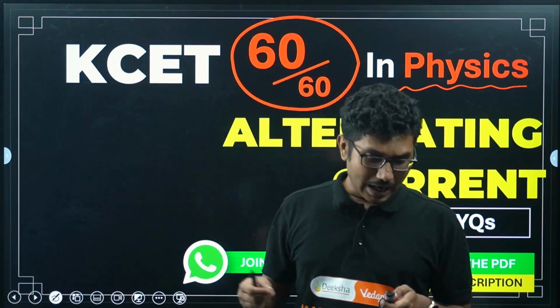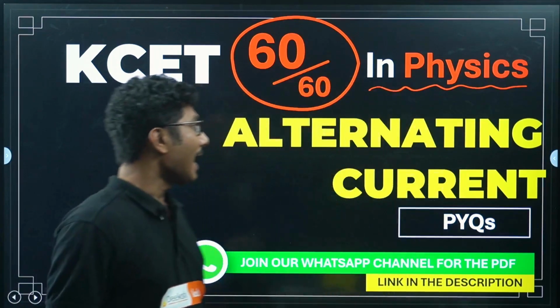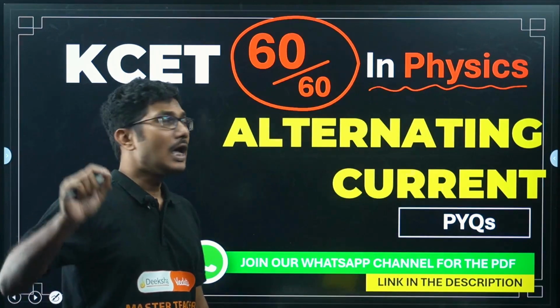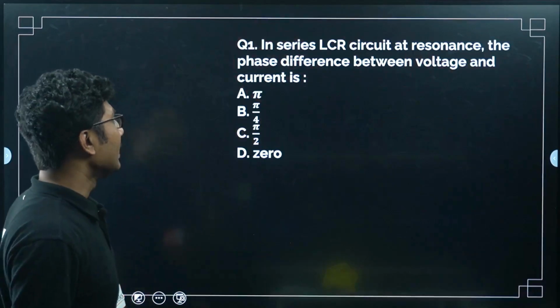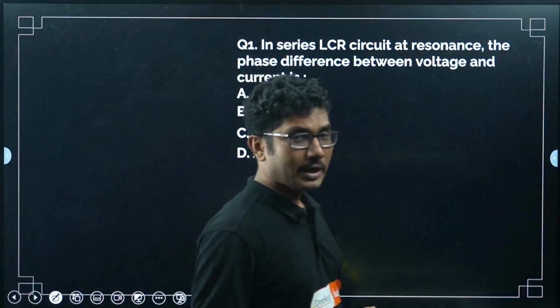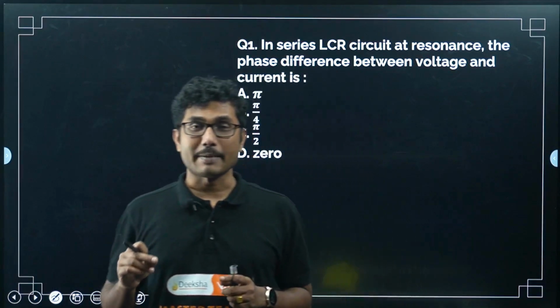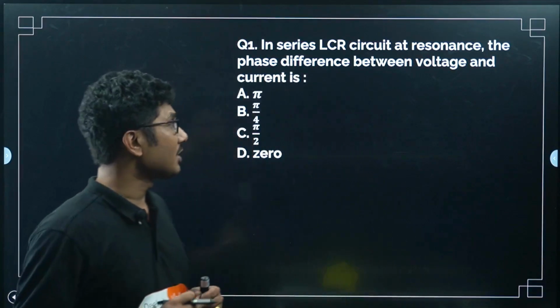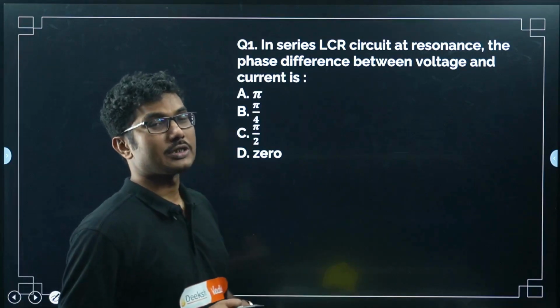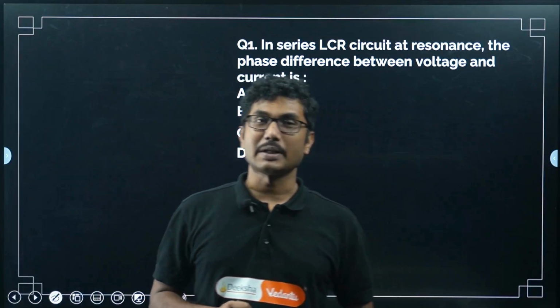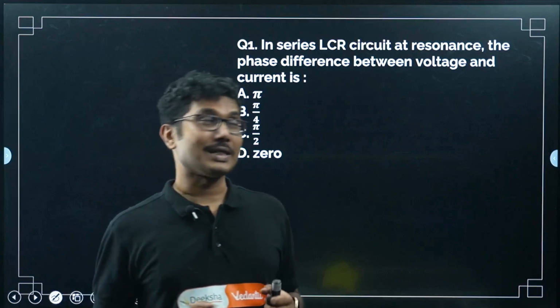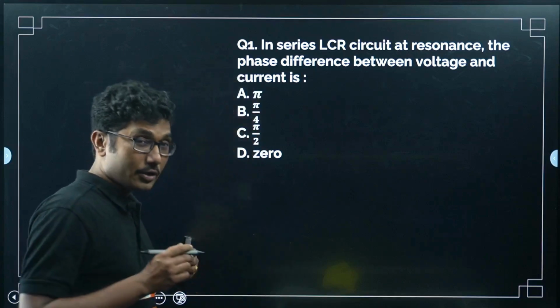So let's start with alternating current, and I hope you have already completed the chapter, and let's solve the problems one by one. This is a very important chapter. At least 4 questions come from this chapter. Some portions are out of syllabus from this chapter. I have tried to exclude as much as possible out of syllabus questions today.